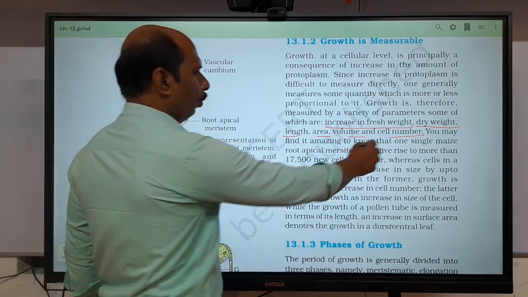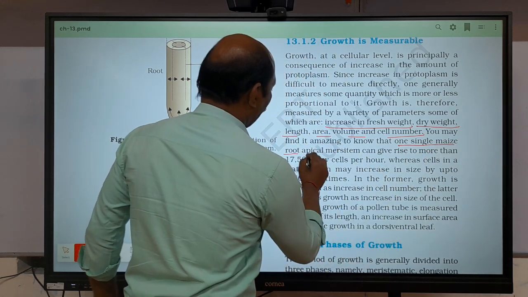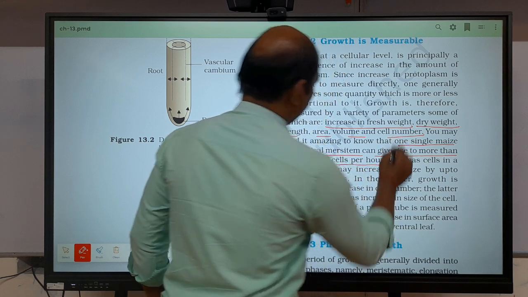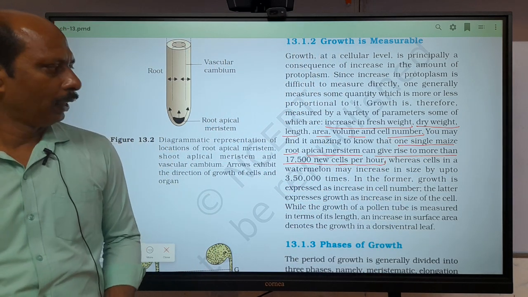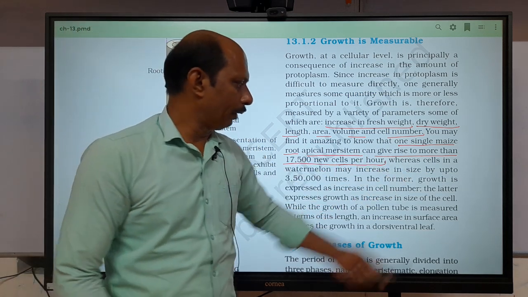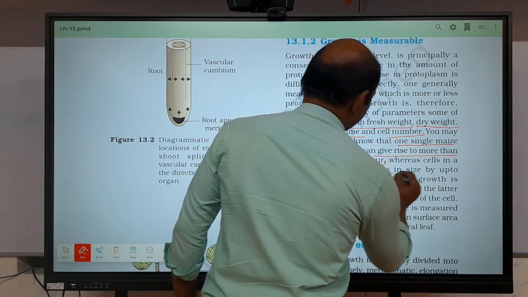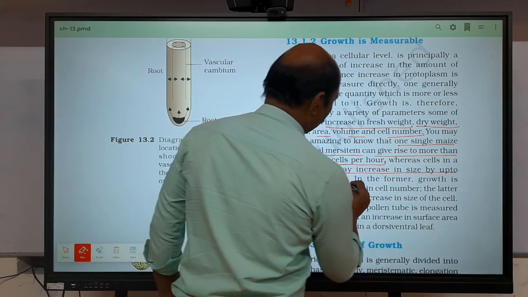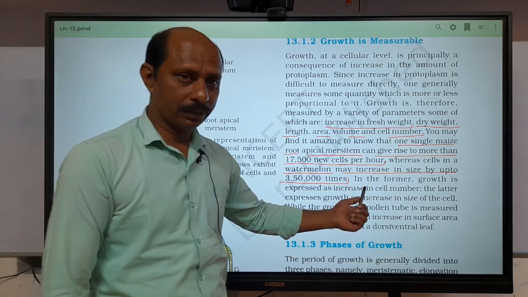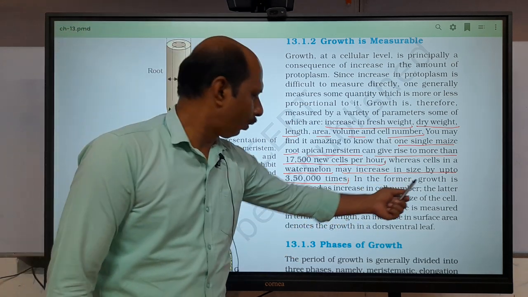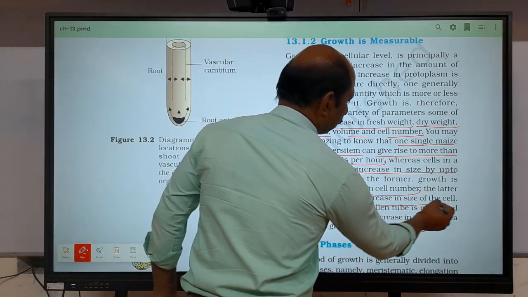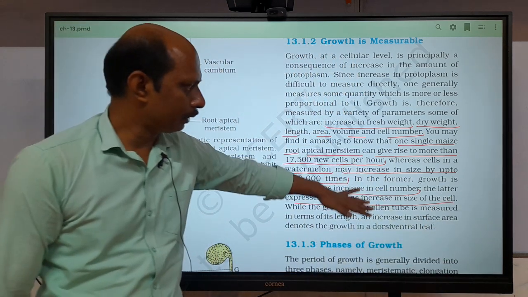Now some examples are given here. You may find it amazing to know that one single maize root apical meristem can give rise to more than 7,500 new cells per hour. Second, it is the number of cells which is increased in a single hour, right? And in watermelon, size may increase by up to 3,50,000 times. How much size increase, right? 3,50,000 times. It is a wonder, yes. In the former, growth is expressed as increase in the cell number, and the latter is expressed as increase in the size of the cell.